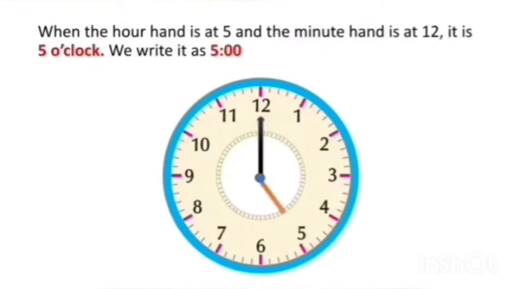When the hour hand is at 5 and the minute hand is at 12, it is 5 o'clock and we write it as 5:00. Now look at the clock carefully. The short hand, or you can say hour hand, is at 5 and the minute hand is at 12. So what is the time in the clock? Very good, it's 5 o'clock.